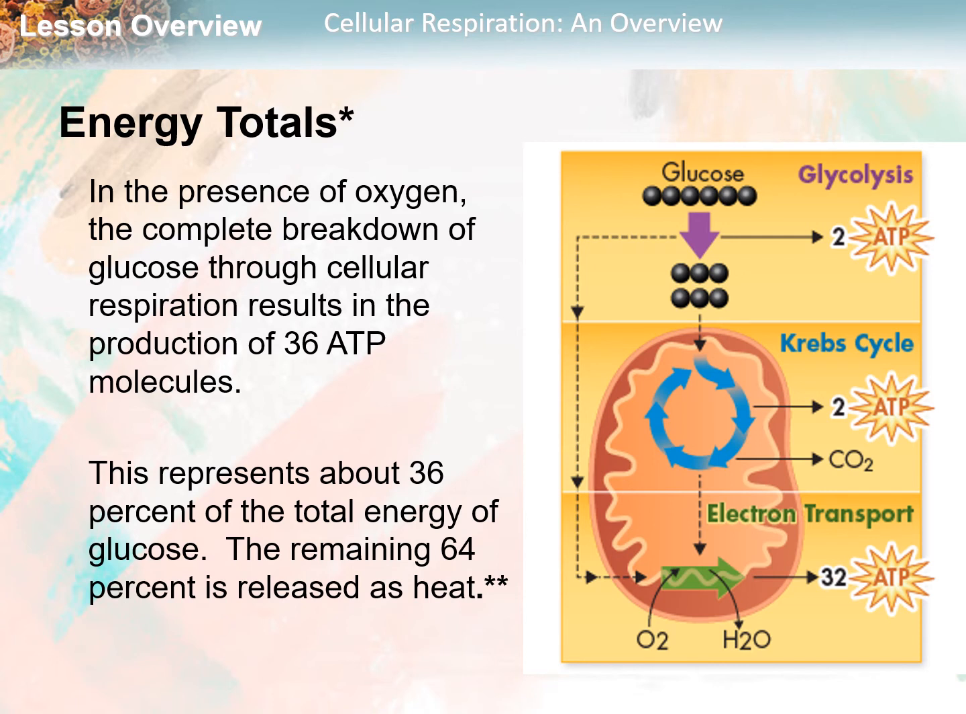So this represents about 36% of the total energy of glucose. The remaining 64% is released as heat. The cell can generate ATP from about any source, even though we have modeled it using only glucose. Complex carbohydrates are broken down into simple sugars like glucose. Lipids and proteins can be broken down into molecules that enter the Krebs cycle or glycolysis at one of several places. So that's it for cellular respiration.